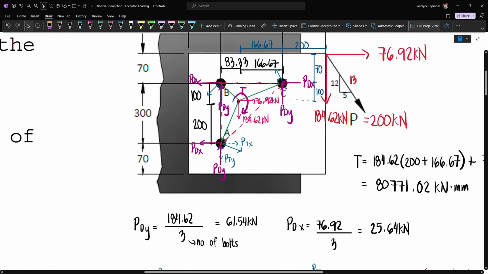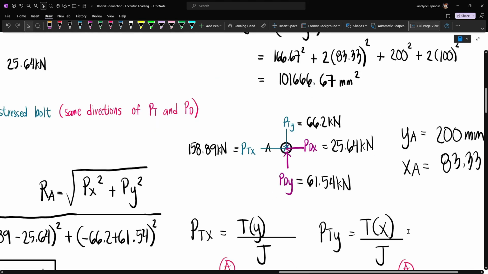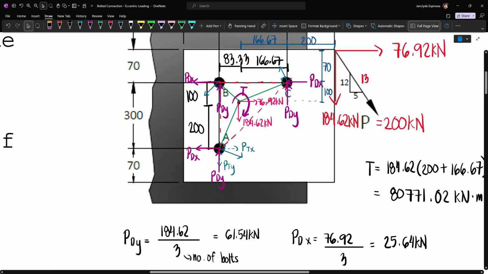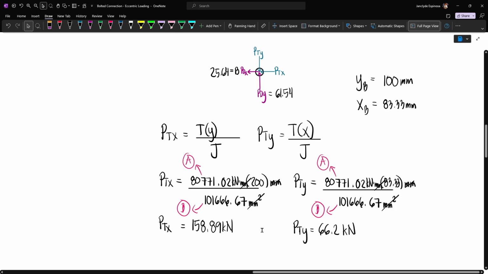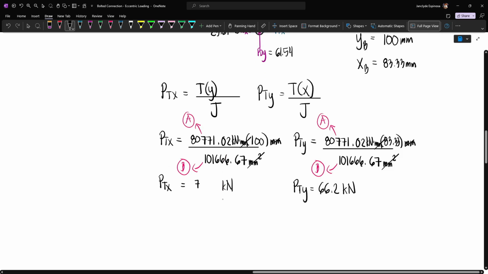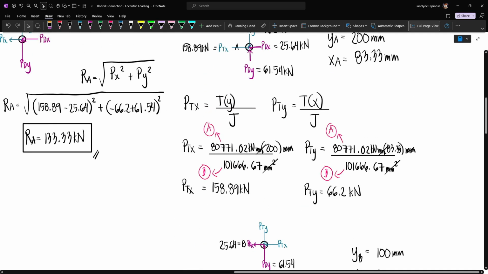For bolt B, the vertical distance from the center of the bolt up to the centroid is 100 mm. So YB will be 100 mm. And our XB, the horizontal distance from bolt B up to the centroid, is 83.33. However, since our XB is still 83.33, this won't change. Since YB is now 100, this now becomes A times 100, or you can simply divide this by 2. This is now 79.45.